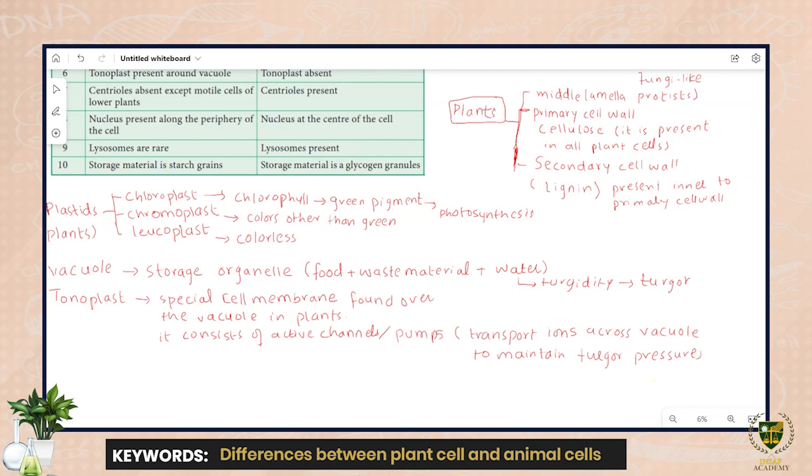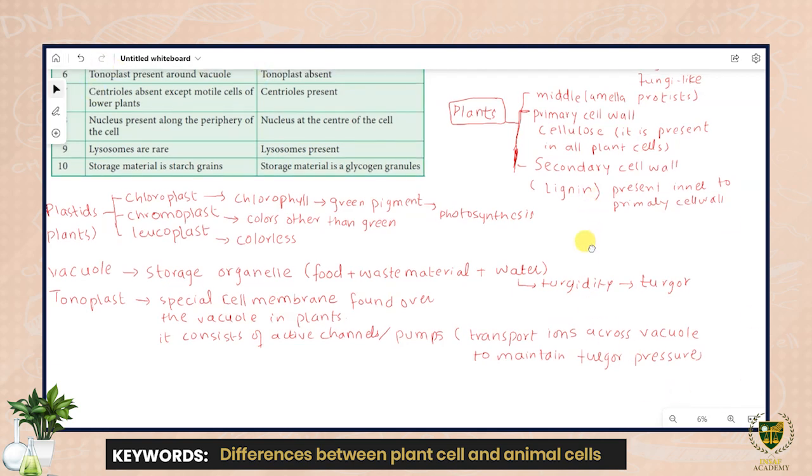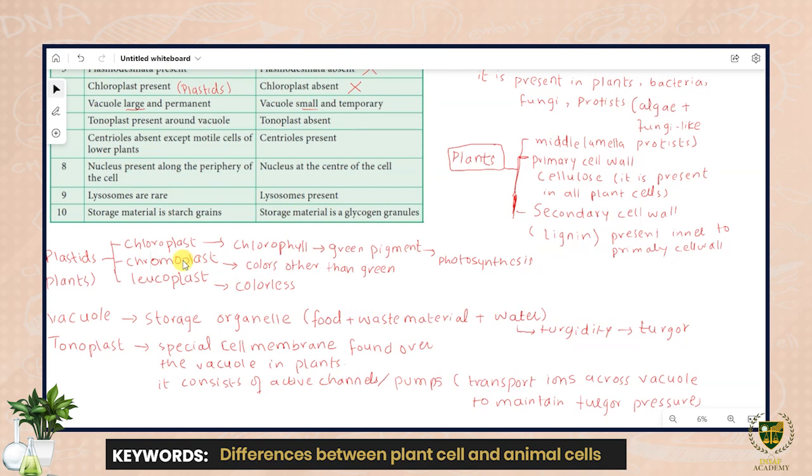So it is only present around the vacuole of the plants only. Clear? Here is present while here it is absent. Clear? तो चूंकि एनिमल्स में टर्गर प्रेशर मेंटेन करने की ज़रूरत नहीं है तो अल्लाह ताला ने इनके अंदर टोनोप्लास्ट नहीं रखी, जबकि in the plant cells it is needed in order to maintain the turgor pressure, so in them it is present. Clear? Now the next one is the centrioles.